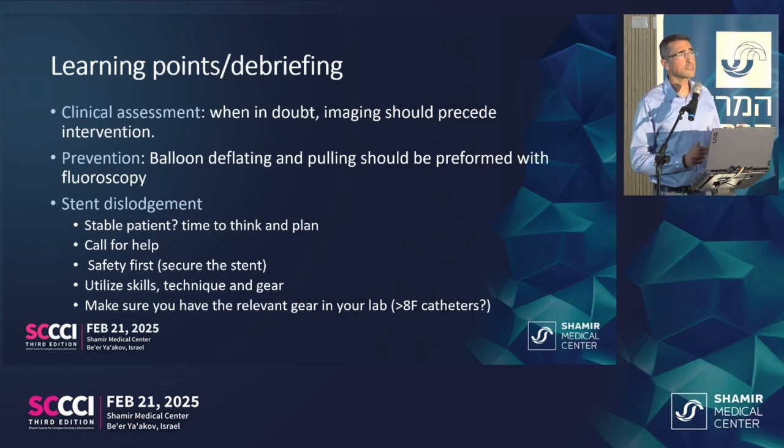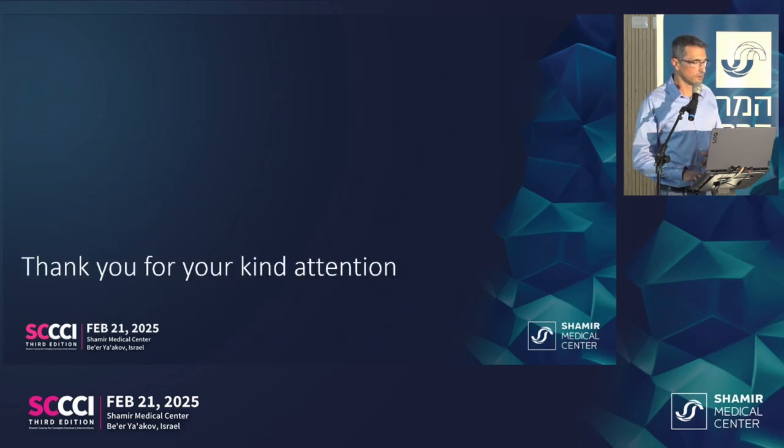Use all the skills that you have in the lab. If you have a CTO operator, if you have a TAVI operator for vascular complications, and so on and so forth, use all the gear, use all the equipment, and use all your friends to help you solve the case. And make sure you have relevant gear in your lab. This is why every time we have a complication, when we debrief it, usually some new equipment comes into play. And I think this is also something you want to consider when you debrief your cases. So with that, I thank you, and I'm open for discussion.